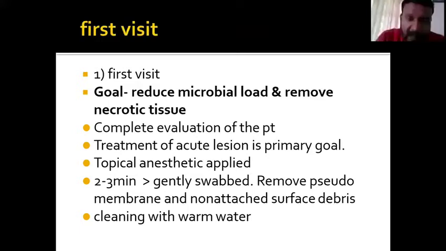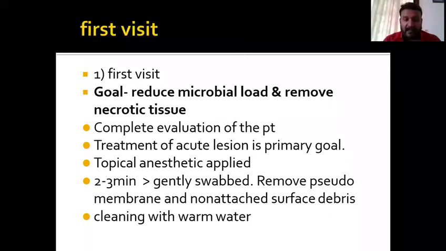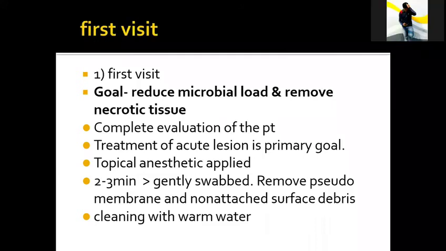So complete evaluation of the patient should be done. Treatment of acute lesions is the primary goal. What you can do is slowly apply the local anesthetic. Then after 2 to 3 minutes, the gingival tissue is gently rubbed or swabbed to remove the pseudomembrane and non-attached surface debris. When you use the cotton, the entire pseudomembrane and the non-attached surface debris will be removed. Clean it with warm water.